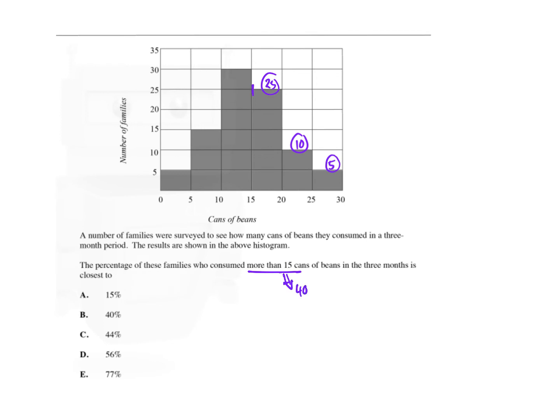Now we need a percentage, so we need the amount over the total times 100 again. So the amount was 40 over, now how much was there in total? So we had 40 plus 30, that's 70, plus 15, that's 85, plus 5 is 90, and then times by 100. So what does that end up being? A bit less than 44.